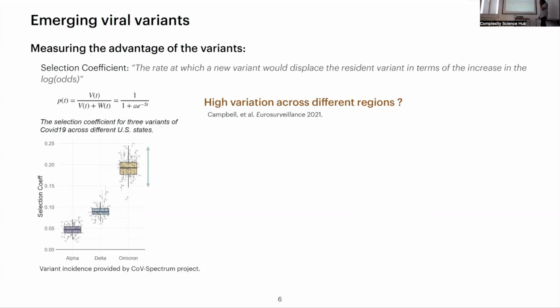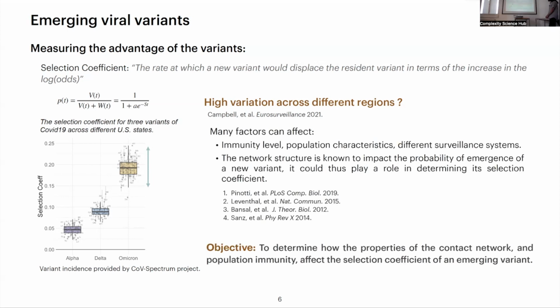So the question is, what are the sources of this variation? Because we are talking about a given variant. Basically, many factors can affect. Obviously, the phenotypic properties of the variant, like immunity evasion, increased transmissibility, and so on. But also other factors like immunity level, the different surveillance systems, the interventions that governments had done, and population characteristics like the age and other mixing patterns can also affect.